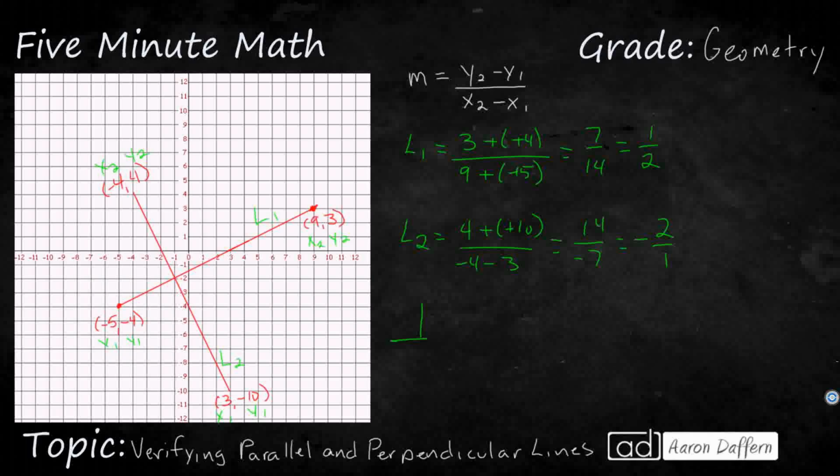So perpendicular lines have slopes that are negative reciprocals. That's going to be our term, negative reciprocal slopes. And so since 1/2 and my negative 2 over 1 have opposite signs and they are reciprocals, then we can say with authority that these two are perpendicular lines because they have those negative reciprocal slopes. And that's really what we're looking for. So parallel lines have identical slopes, and perpendicular lines have negative reciprocal slopes.